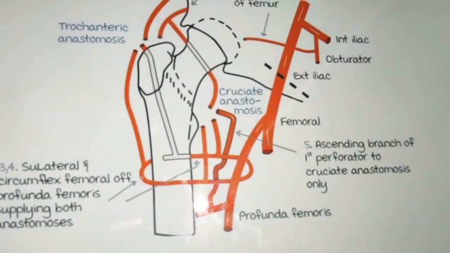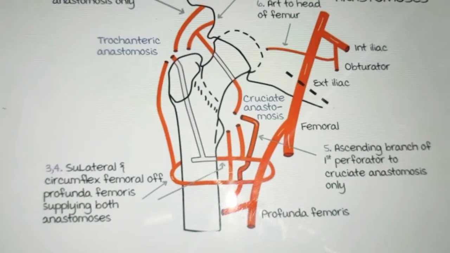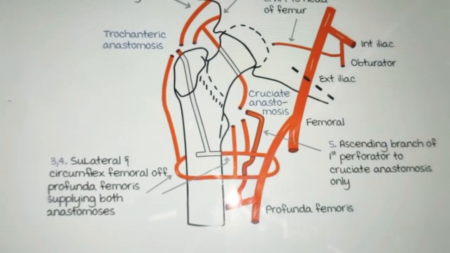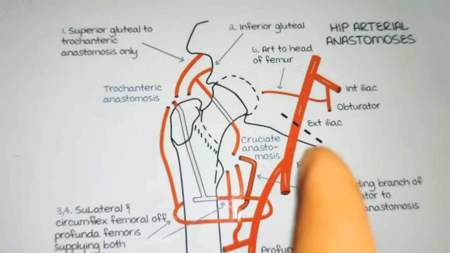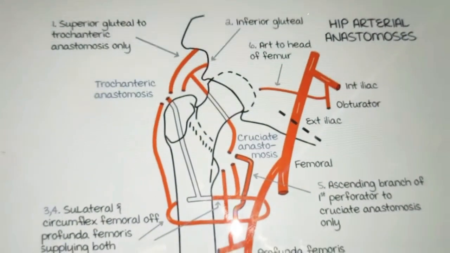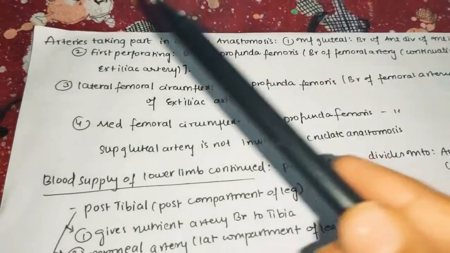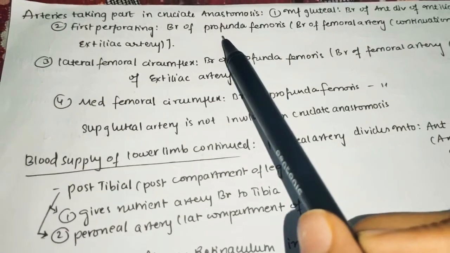So these are all, and also you can see the fifth one, ascending branch of first perforator artery. Of course, it is in cruciate anastomosis. So this is, you can see around this greater trochanter. These are trochanteric anastomosis. Now let us check out the arteries which are taking part in cruciate anastomosis.